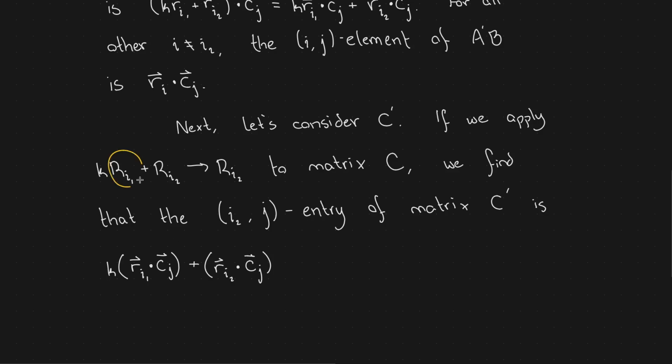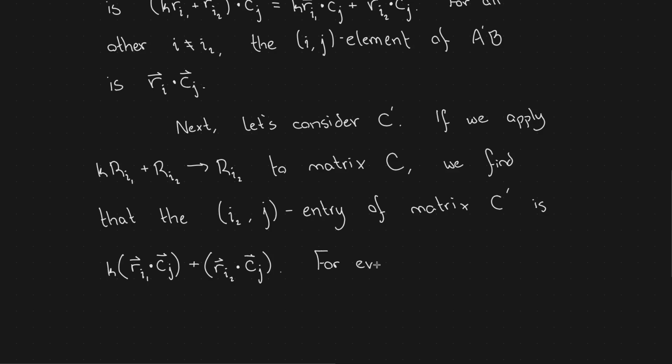Okay, so when I'm looking at row i sub 1, r_i1 dot c_j. When I'm looking at row i sub 2, the element in the jth column for this row is r_i2 dot c_j. All right. This is the only row that changes, row i sub 2. So we've looked at the entry for row i sub 2. Let's look at all the other entries.